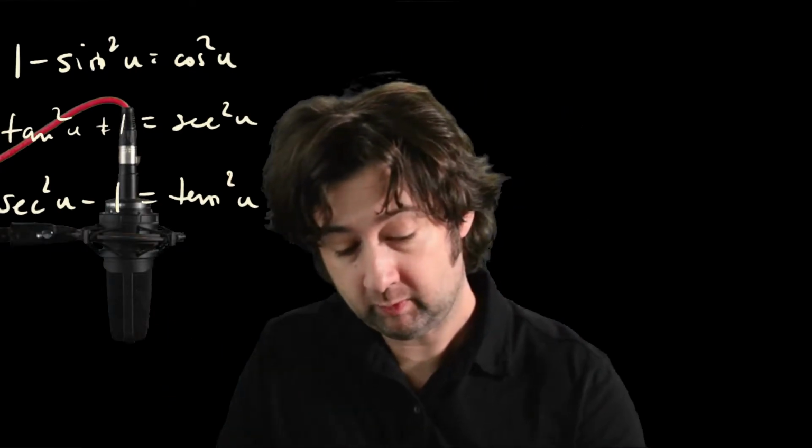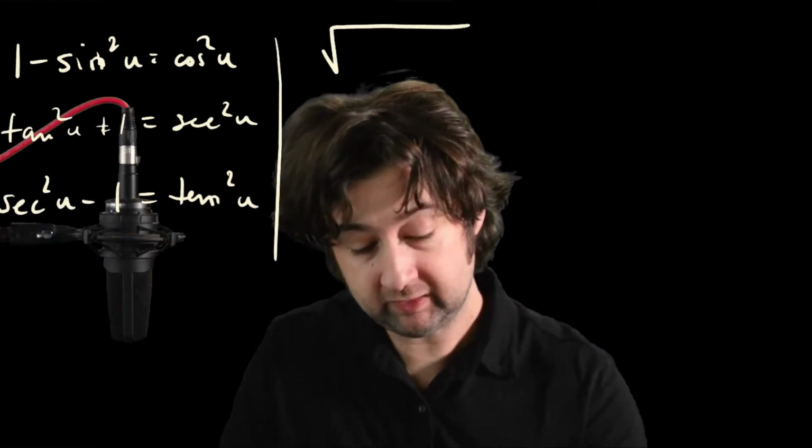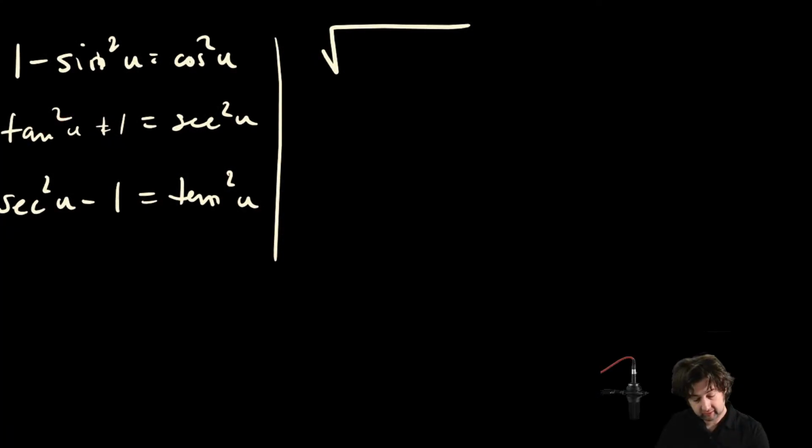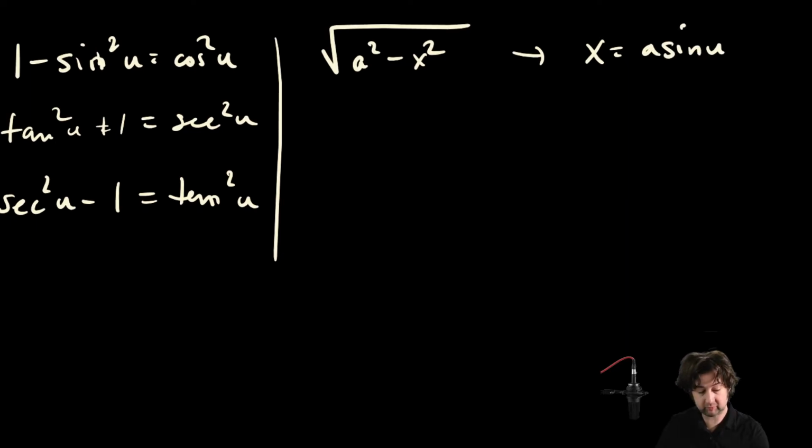Now, when can we use these identities? When we see expressions that look like the following. If we see something that looks like a squared minus x squared, then we're going to make the substitution x is equal to a sine u, because that is going to let us take the a squared minus x squared and reduce it to just a single cosine squared, so the root disappears.